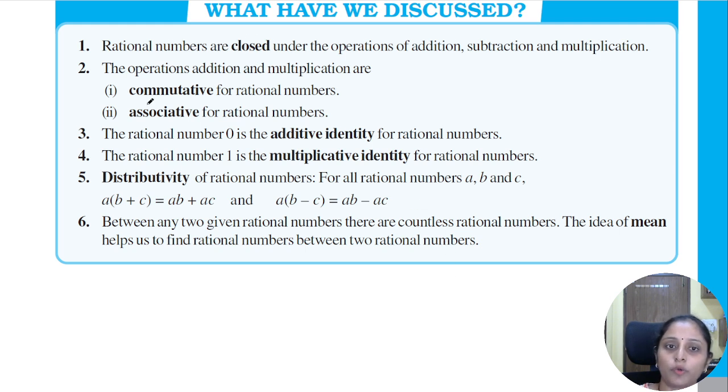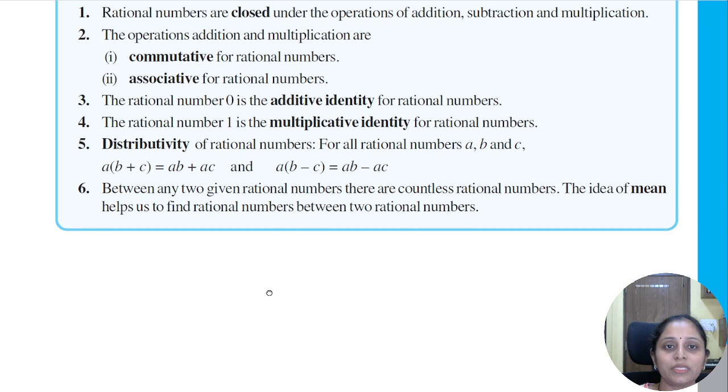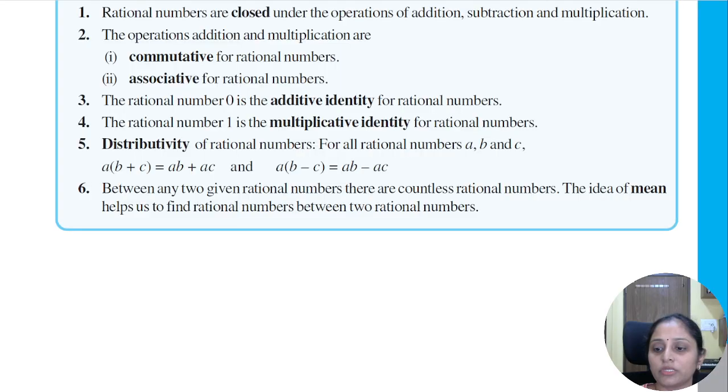Okay, the closure property, commutative, associative, additive and multiplicative identity, distributive property for addition and subtraction, and then you have this, the idea of mean helps us to find rational numbers between any two given rational numbers. Okay, so with this we come to the end of our topic, chapter 1, which is rational numbers in NCERT textbook class 8. In the next video I am going to start the second chapter, right, which is the linear equations in one variable, right? So I am going to start the chapter linear equations in one variable.